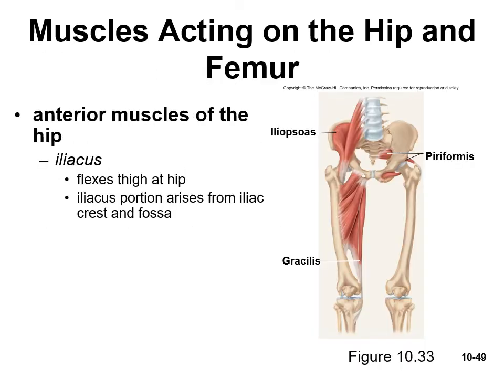So looking at the hip muscles first, starting with the anterior side of the body, you have the iliacus, which is part of the iliopsoas muscle. So the iliacus is the part that arises from the iliac crest and the fossa of the coxal bone. But this part combined with the muscle that connects to the vertebra all make up the iliopsoas muscle. And it flexes the thigh at the hip. So it is what brings your knees up when you're doing high knees during exercise.